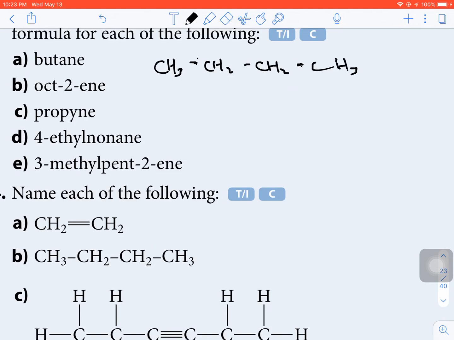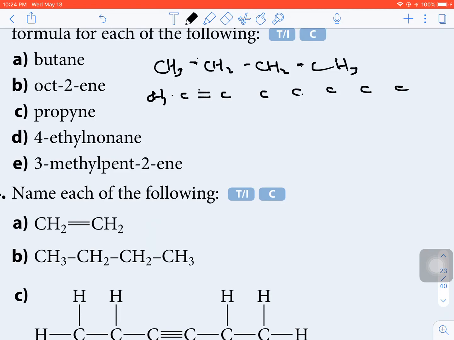If I look at oct-2-ene, I'm seeing oct, which is 8 carbons. 1, 2, 3, 4, 5, 6, 7, 8 carbons. After the second carbon is my ene. So after the second carbon here, I need to not have a single bond, I need to have a double bond. So there's my double bond between those 2 carbons, and then all the rest of them need to be filled with hydrogens. So I'm going to have CH3 here.